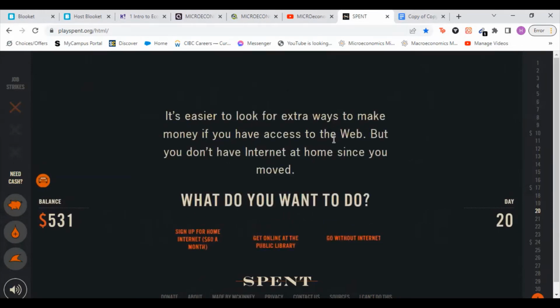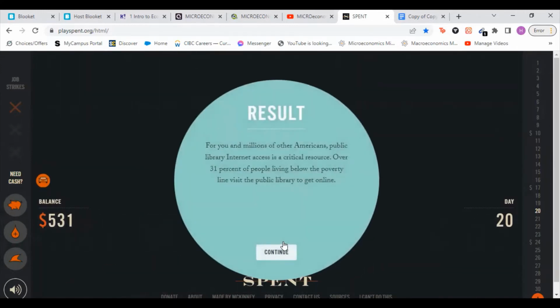Yeah, exactly. It's easier to look for extra ways to make money if you have access to the web. But if you don't have internet at home since you moved, what do you want to do? Get online at the public library, probably, to start. For you and millions of other Americans, public library internet access is a critical resource. Over 31% of people living below the poverty line visit the public library.